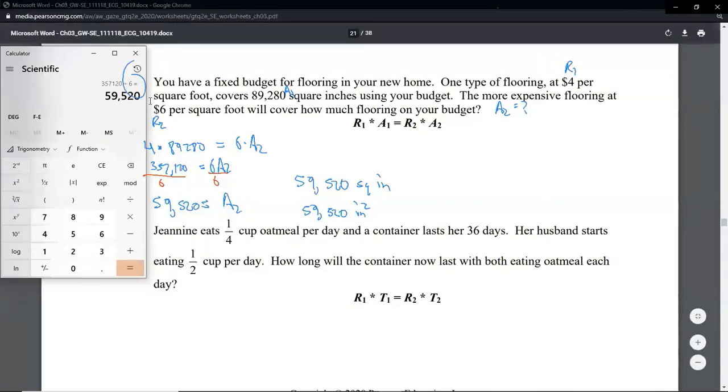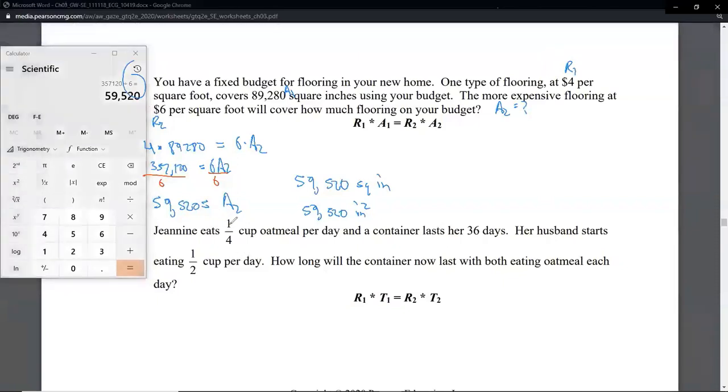So here is where people make their mistakes. They go, all right, this 1/4 of a cup per day, so that's the first rate. That's our R1. And I'm going to go ahead and convert it to a decimal just to make things a little easier. It's 0.25 cups per day. The husband eats 1/2 cup per day. So that's another rate. That's the husband. That's R2 equals 0.5. And I'm going to go ahead and say that no, that's wrong. That's wrong, and I'm going to show you why it's wrong.